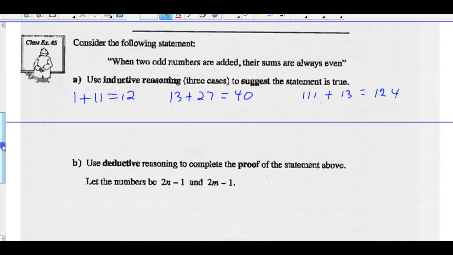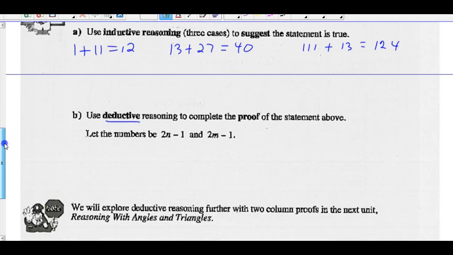But I've only done 3 cases. I can't do every case to make this true, so I'm going to use deductive reasoning to complete the proof. So this got me started. I have an idea of what's happening. Let's use deductive reasoning to prove that this is a true statement. So we're going to let 2n minus 1 be one odd number and 2m minus 1 be the other odd number. So if I add those together, 2n minus 1, add that to 2m minus 1, what do we come up with? Well, you get 2n plus 2m. Negative 1 plus negative 1 is a minus 2.